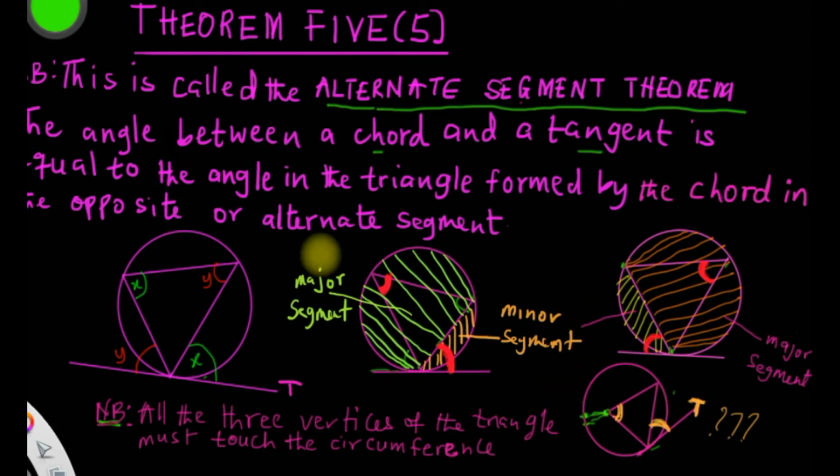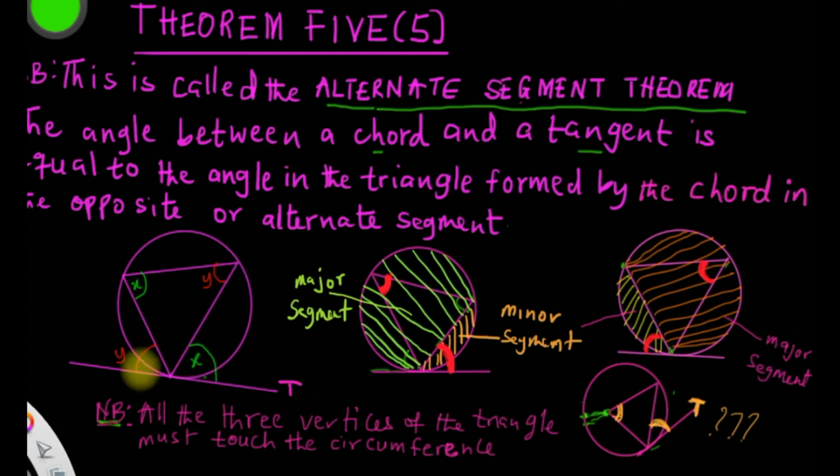So the alternate segment theorem says that the angle between a chord and a tangent is always equal to the angle in the triangle formed by the chord in the opposite segment.